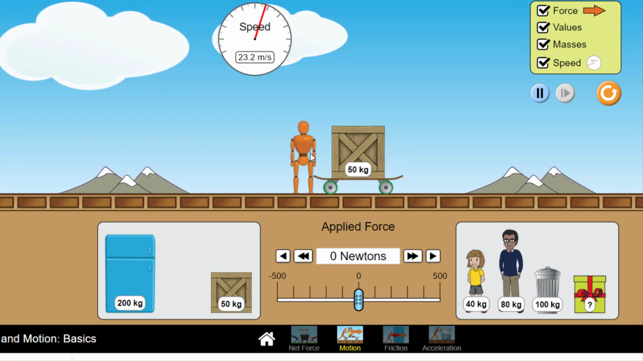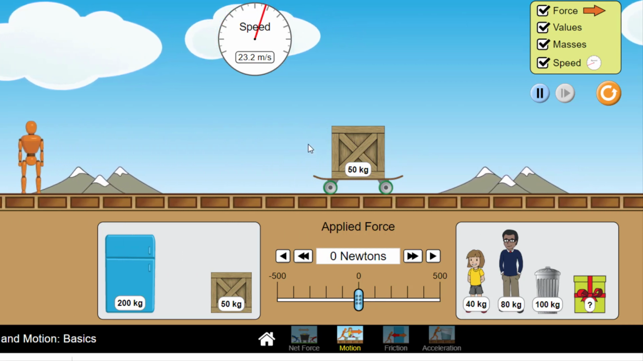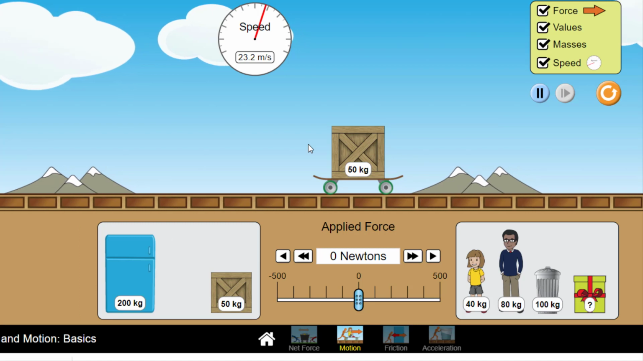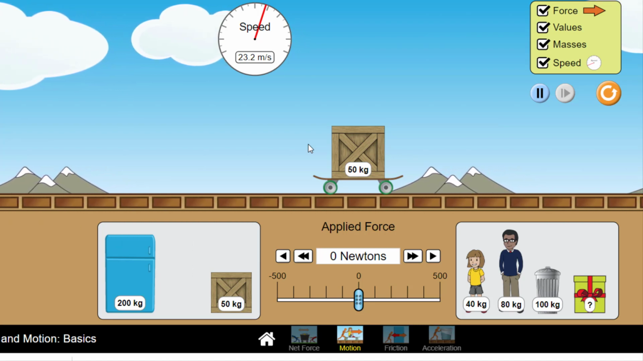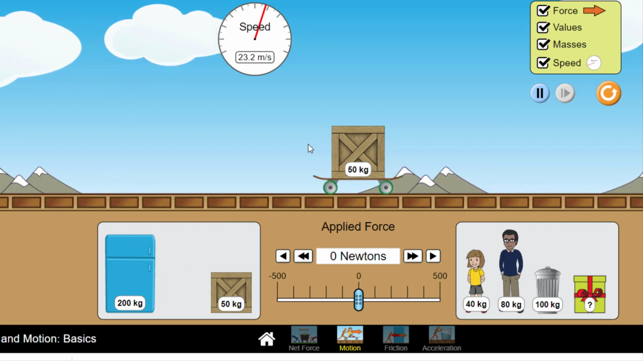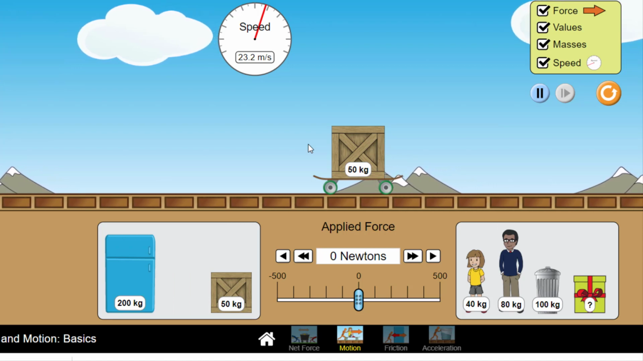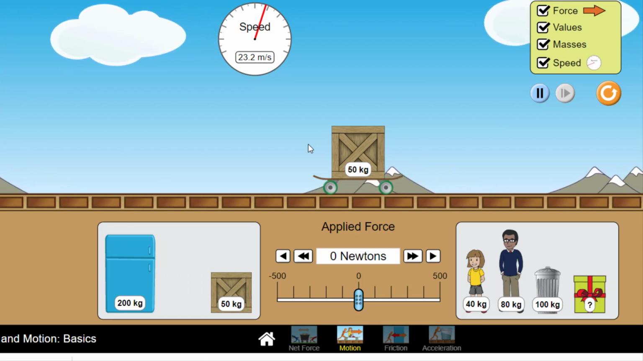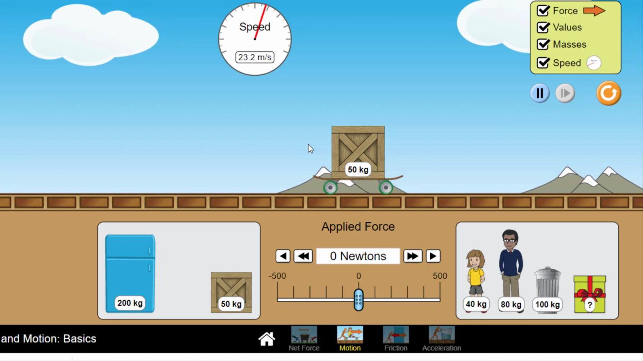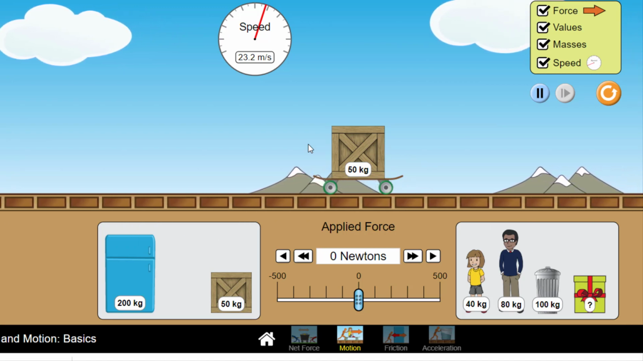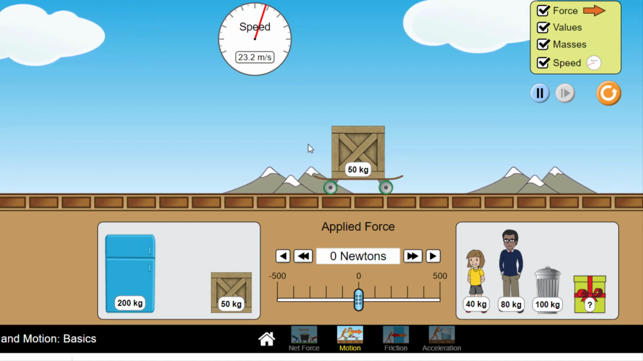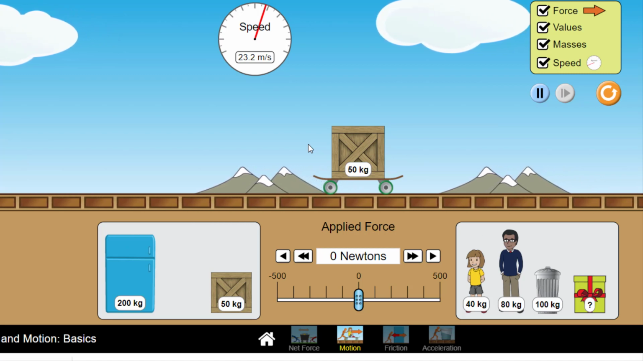If we take the man away from the push, we can see that the speed will remain constant after that. And that's a very important thing to understand. You don't need a force or an unbalanced force to keep something moving. Once something is moving, according to Newton's first law, it will continue in that state of motion until another unbalanced force acts upon it.